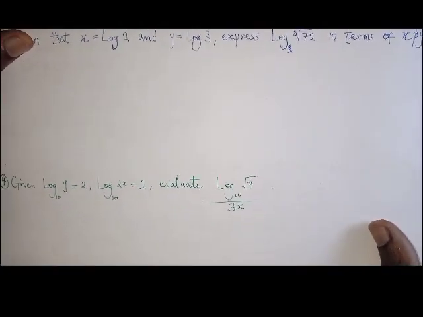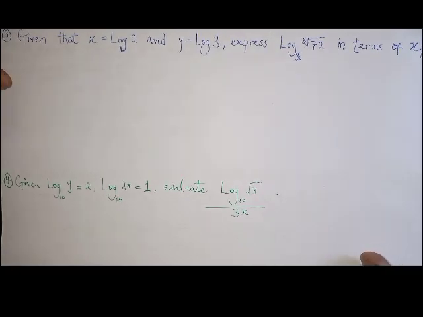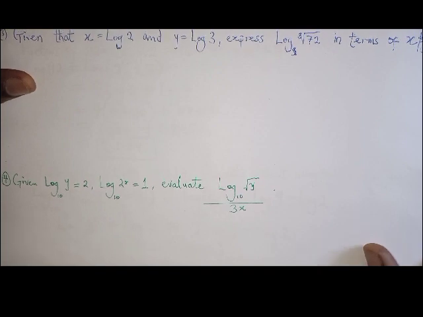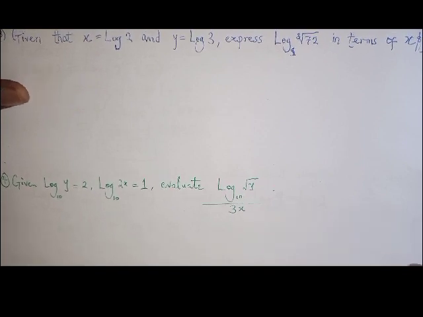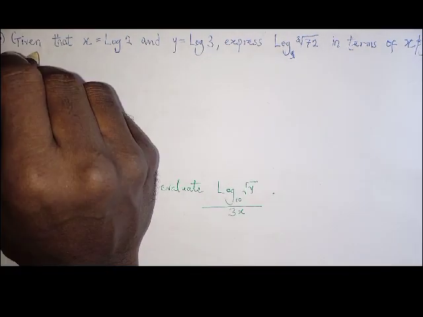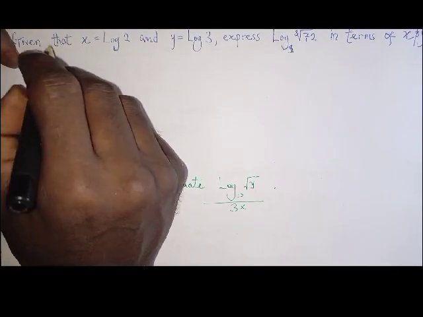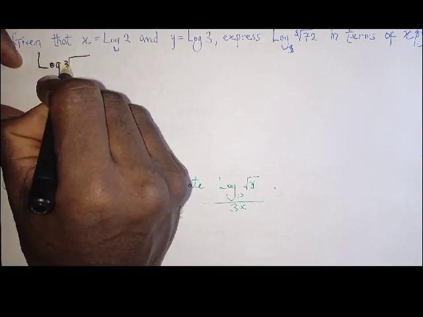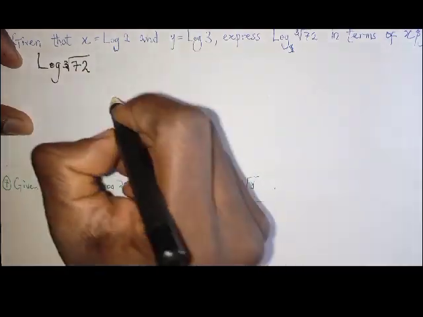I'm going to take another example again. This time the question says, given that x equals log 2 and y equals log 3, express log of the cube root of 72 in terms of x and y.